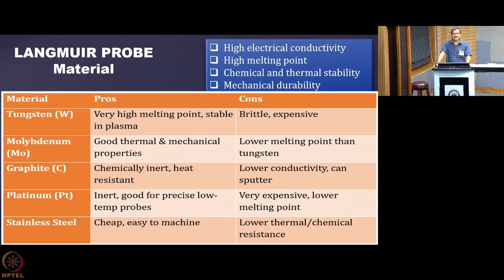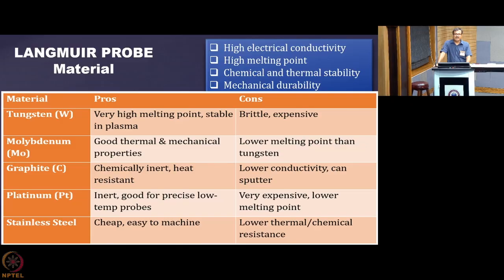Now, Langmuir probe material, as I told you, should be a refractory material. The kind of conditions we expect for this material is that it should have high electrical conductivity, high melting point, chemical and thermal stability, and mechanical durability. So these are the properties we require for the material to construct a Langmuir probe.